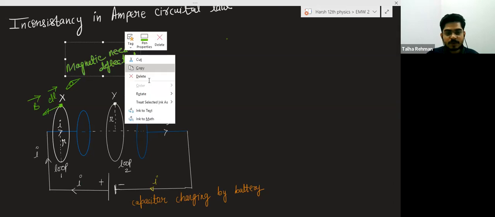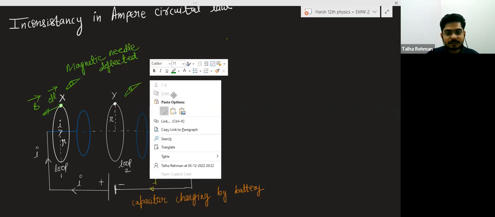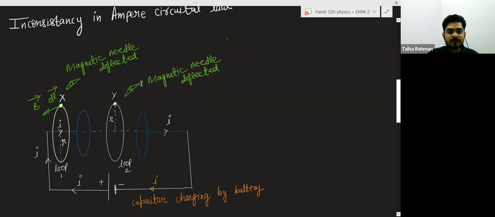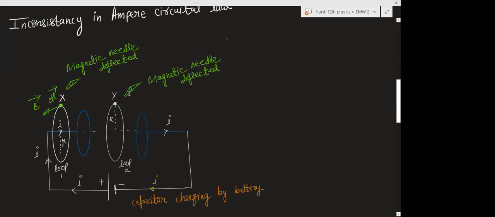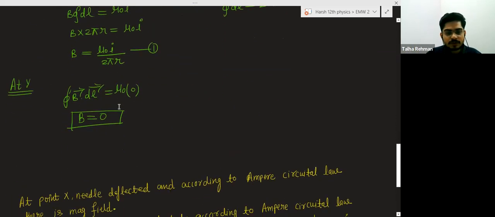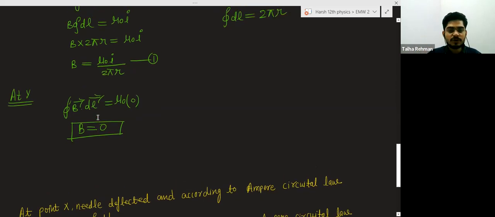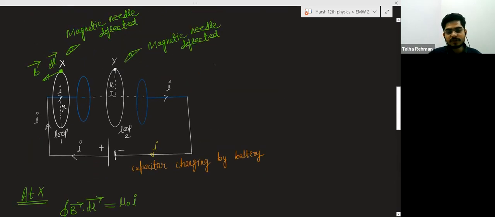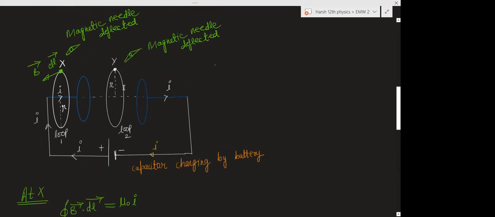This magnetic needle at point Y is getting deflected. Very strange thing, na? If the magnetic needle is deflecting, it means there must be a magnetic field at point Y. But according to Ampere's law, there is zero magnetic field. So basically this is the inconsistency of Ampere's circuital law. We cannot apply Ampere's circuital law here, in between the plates.